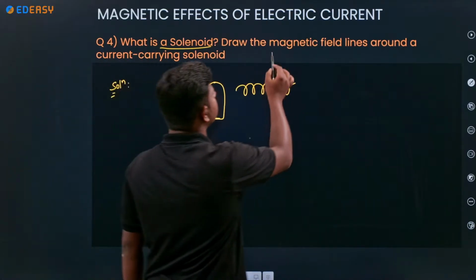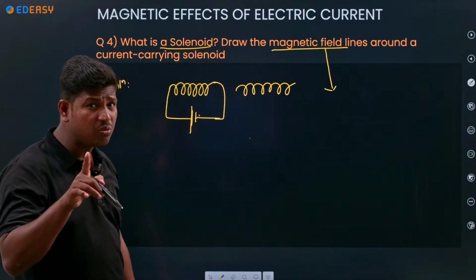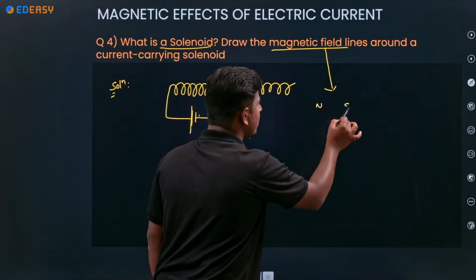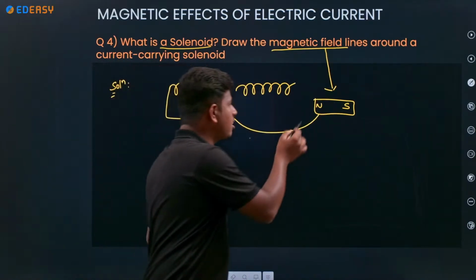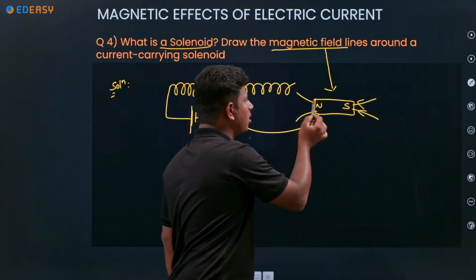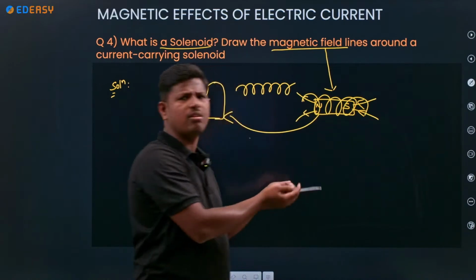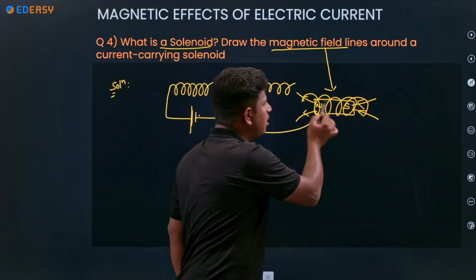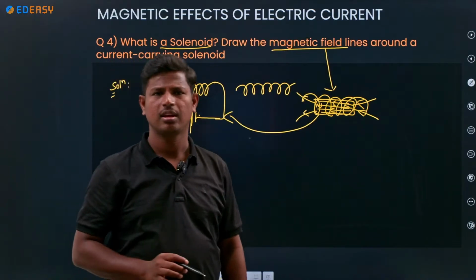Draw the magnetic field lines. If you don't remember the magnetic field lines, just remember that the solenoid behaves like a bar magnet. The field lines go out at the north pole and come in at the south pole, outside and inside. One end acts like a north pole and the other end like a south pole. In between, the field lines will be parallel and uniform.